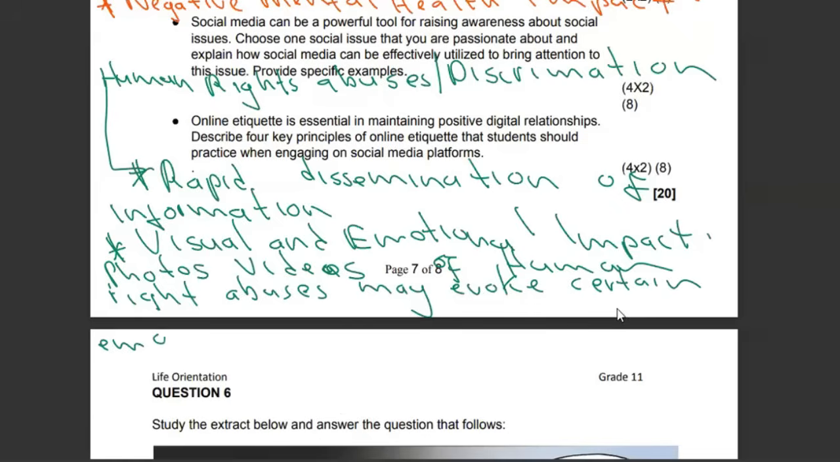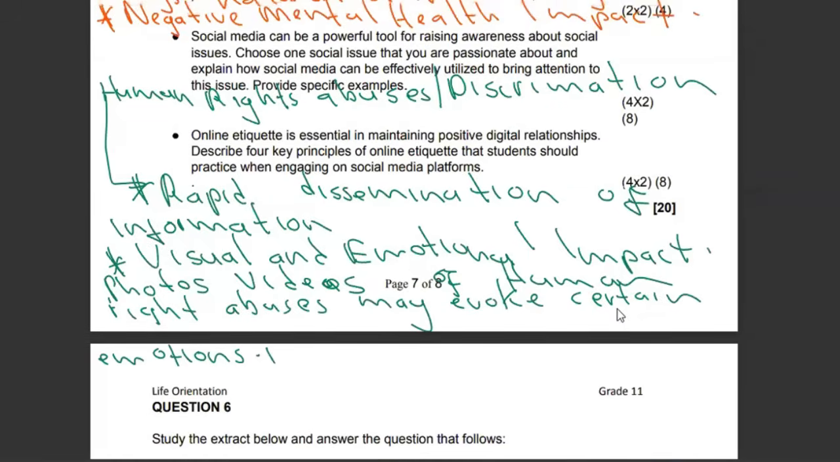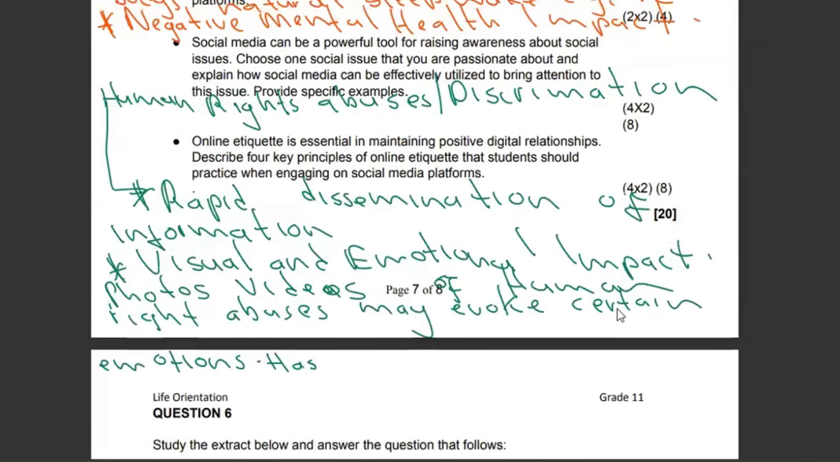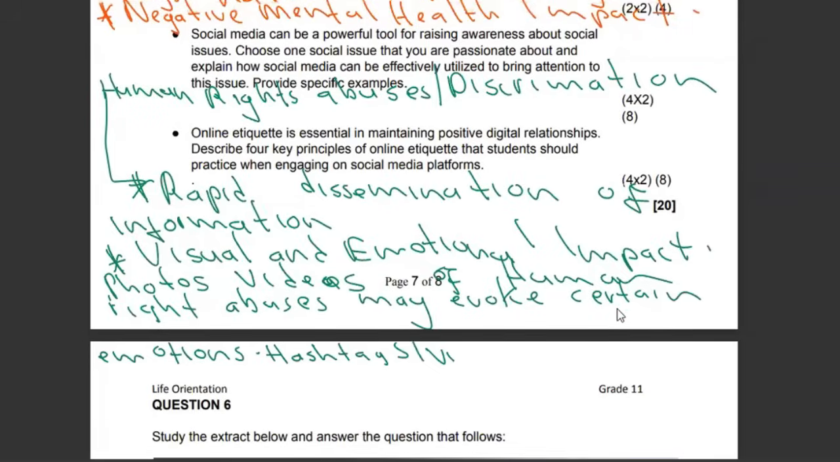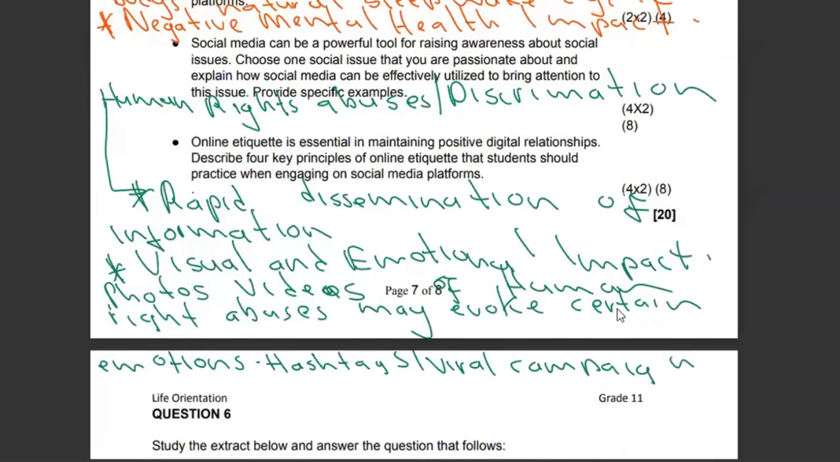Through the use of photos and videos, you can evoke social emotions. Then you can also do so through the use of hashtags and viral campaigns. How do you do that? Hashtags and viral campaigns can turn social media issues into trending topics, drawing widespread attention and encouraging conversations. They serve as digital rallying points for advocacy and activism.